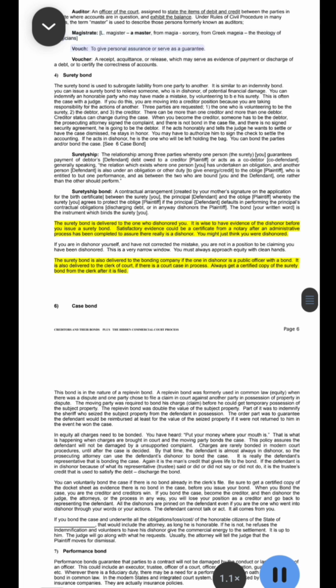Vouch. To give personal assurance or serve as a guarantee. Voucher. A receipt, acquittance, or release, which may serve as evidence of payment or discharge of a debt, or to certify the correctness of accounts.